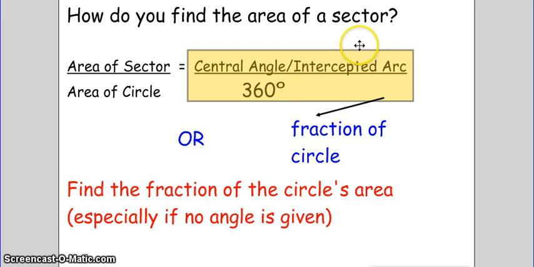Now I highlighted this portion because that represents the fraction of the circle. For instance, if I have a 90-degree angle in a circle, remember that's a quarter of a circle, or 1/4 of a circle. With that in mind, you could use this formula, or you can just find the fraction of the circle's area, especially if no angle is given.